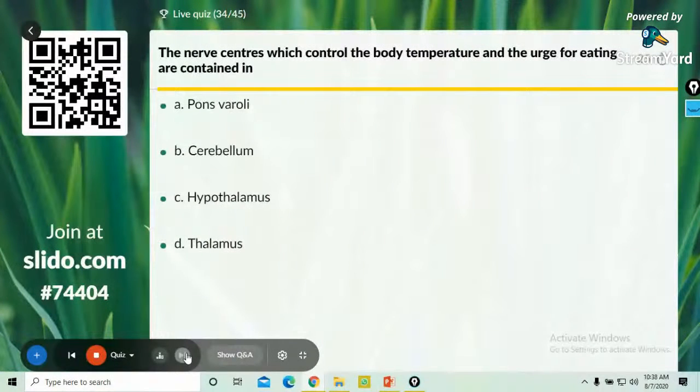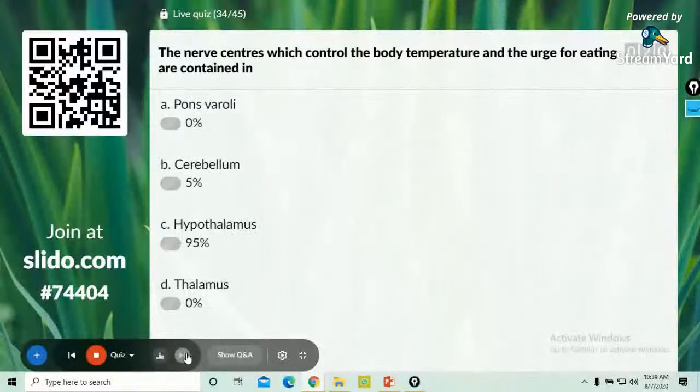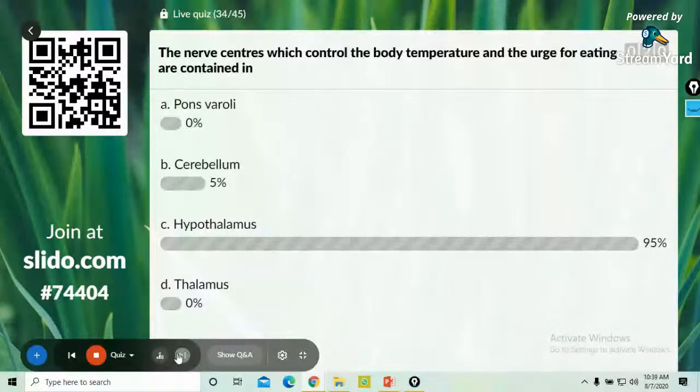Simple question from neural control and coordination. The nerve centers which control the body temperature and the urge for eating are contained in pons varolii, cerebellum, hypothalamus, and thalamus. Yes, good going. 95% of you guys voted with the answer hypothalamus, which is the correct answer. Hypothalamus acts as a relay station for body temperature and hunger. 35th question.